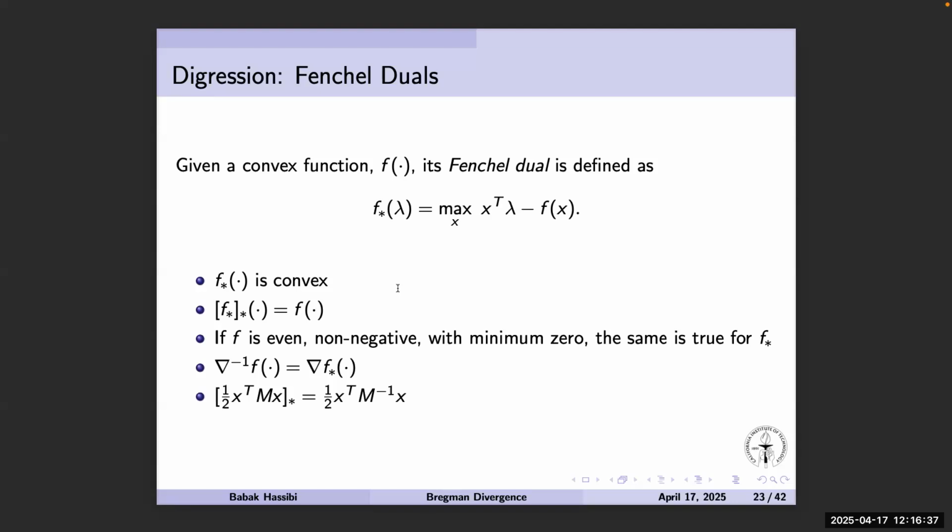If this function is even, non-negative with minimum at 0, the dual has the same properties: even, non-negative, minimum at 0. This is an important property. If I take the gradient of f, you can view it as a mapping. If I look at the inverse of that mapping, it's the gradient of the Fenchel dual. And then finally, if I have a quadratic and I take its Fenchel dual, I'll get another quadratic where M gets inverted. So those are the properties of Fenchel duals that I will need.